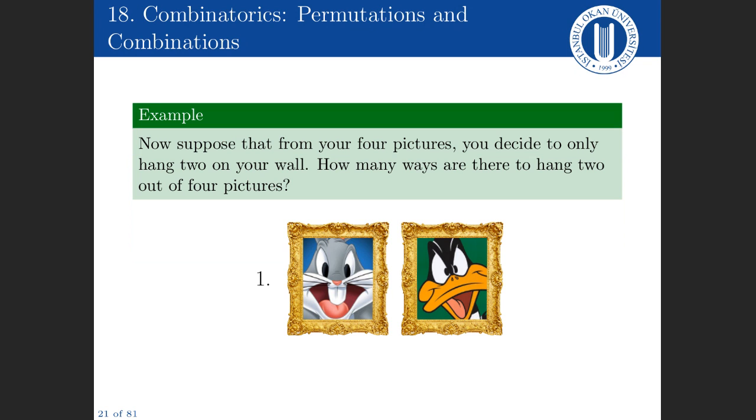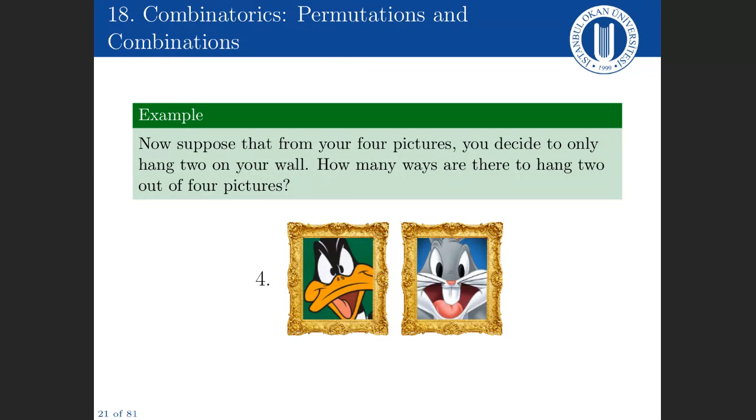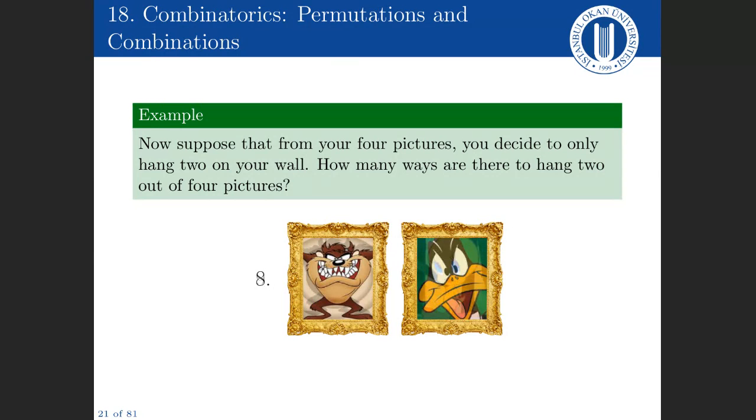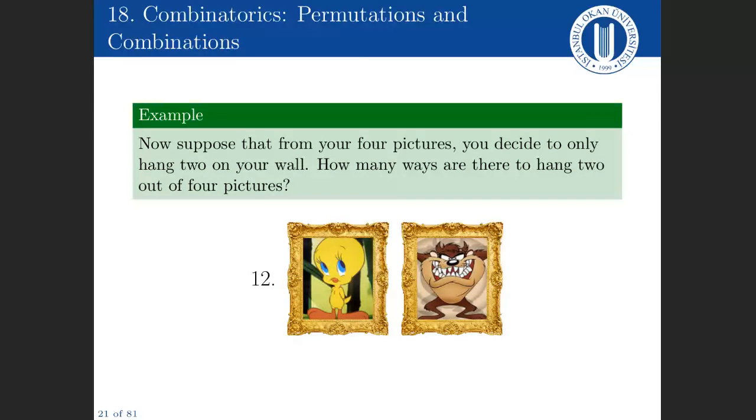Now let's suppose that we still have 4 pictures, but we only want to hang 2 of them. How many ways are there to hang 2 pictures out of 4 pictures? This time I'm going to count them. Let's suppose we do Bugs and Daffy, Bugs and Taz, Bugs and Tweety. That's 3 so far. Daffy and Bugs, Daffy and Taz, Daffy and Tweety, etc. That's 6, 7, 8, 9, 10, 11, 12. I can count there are 12 different ways of doing this.